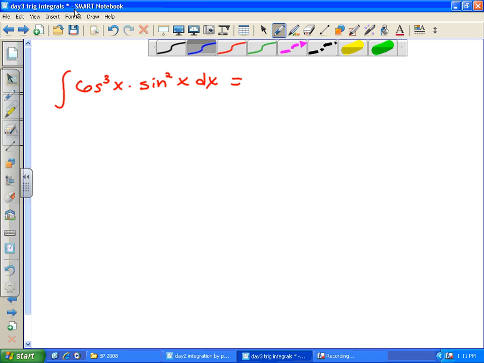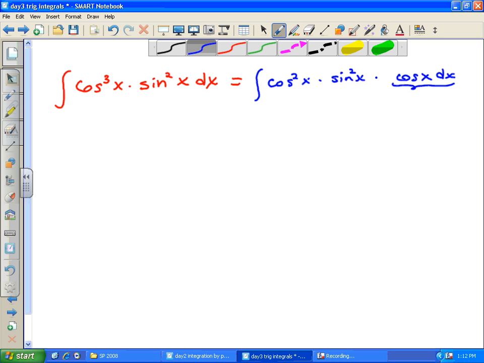How did you begin? You split cosine cube as cosine squared times cosine. Cosine squared, I'm going to put my cosine at the end with the dx. And sine squared, we keep it as it is at the moment. Okay, this cosine x dx, I'm going to use as the du.